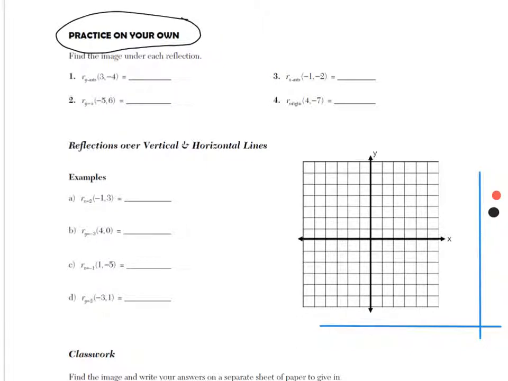Okay guys, let's see what the answers are. For reflection about the y-axis, number 1, it would be -3, -4. For number 2, reflecting about y equals x, you would switch those to get 6, -5. For number 3, reflecting about the x-axis, you'd change the sign of the y value to get -1, 2. And last but not least, if you're going to reflect about the origin, you're going to get -4, opposite sign, +7, opposite sign. Okay, great job.